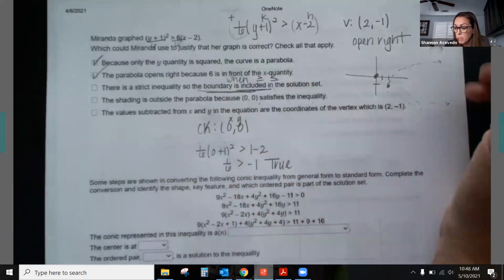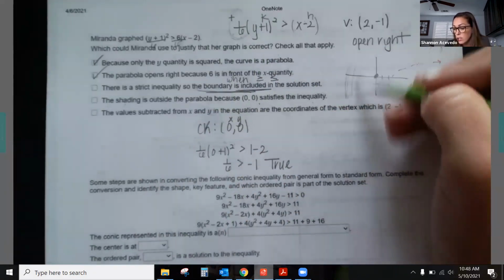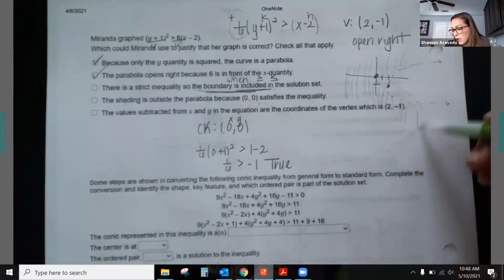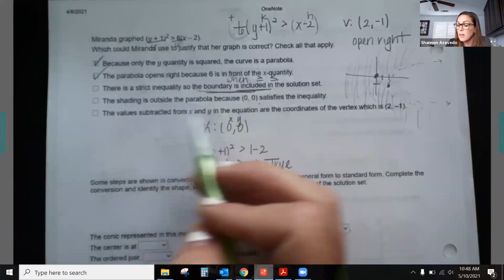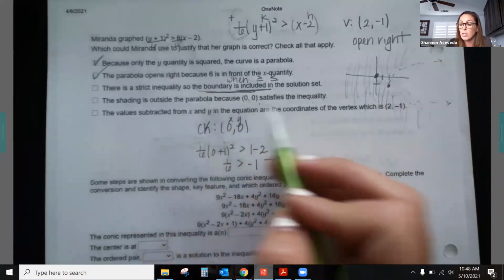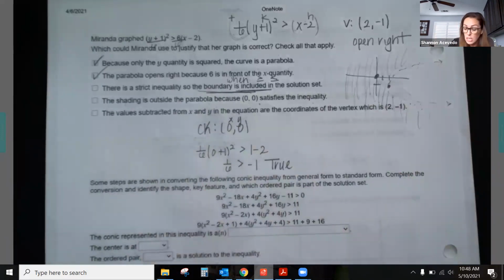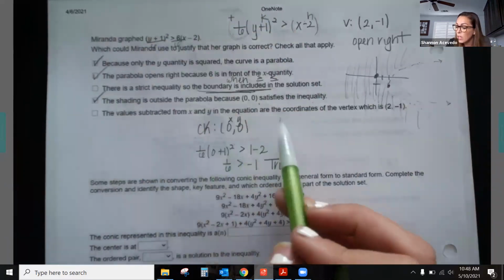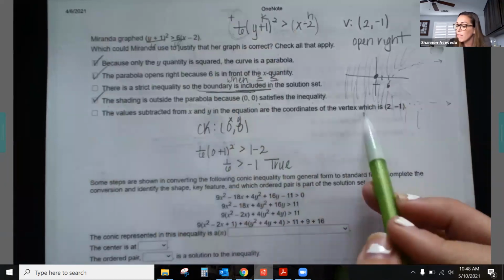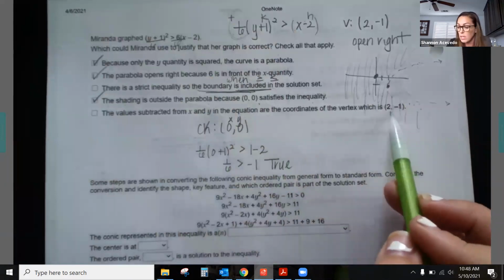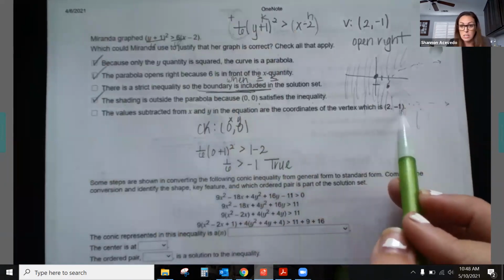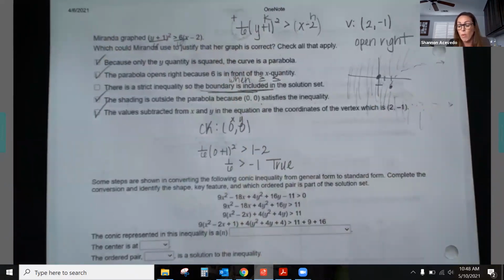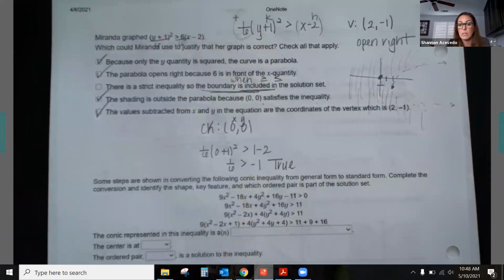So this point is part of the shaded region. So we would shade everything outside the parabola. So the shading is outside the parabola because 0, 0 satisfies the inequality. This is a true statement. The values subtracted from x and y in the equation are the coordinates of the vertex. So the vertex 2, -1. Yes, this is true. So all 4 of those were true and there was only one that was not.